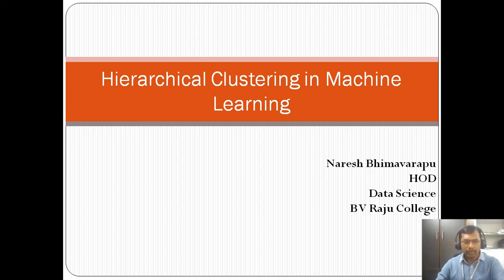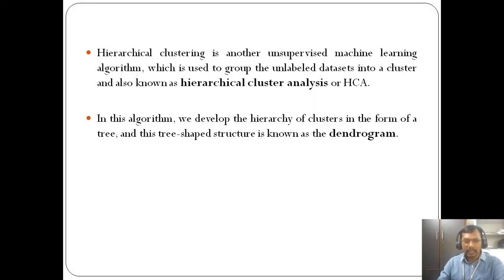Today I want to explain to you about hierarchical clustering in machine learning and how it works. First of all, hierarchical clustering is an example of an unsupervised machine learning algorithm, which is mainly used to group unlabeled datasets into clusters. What is meant by an unlabeled dataset? It has only the input data, and we do not pair the input data with any type of output data.